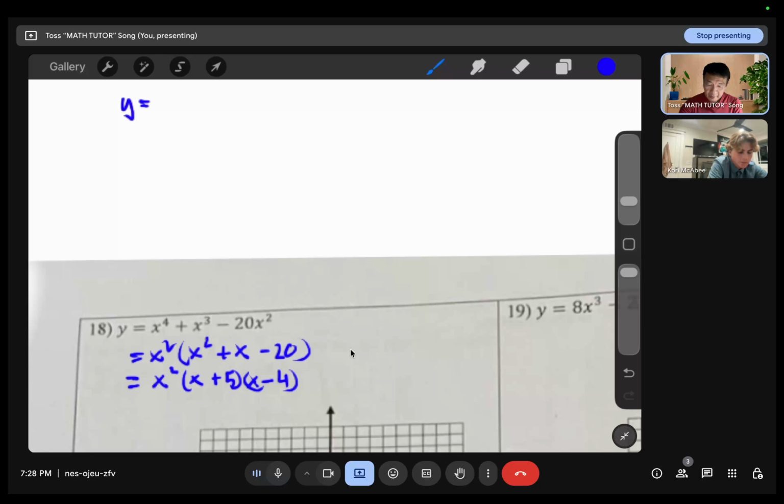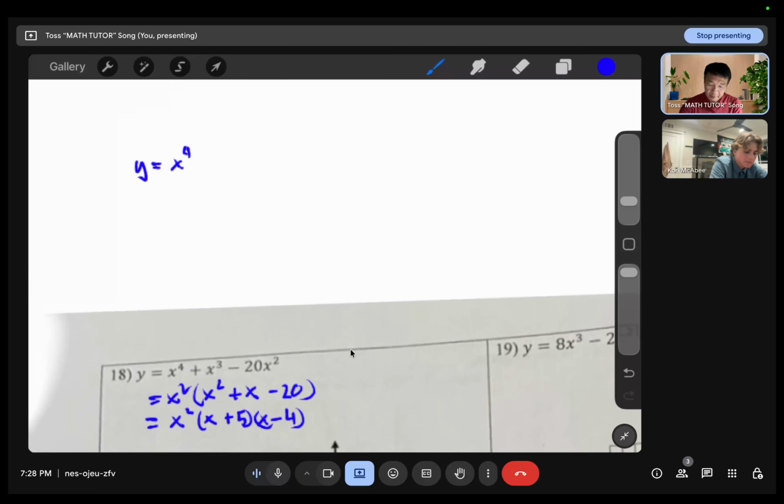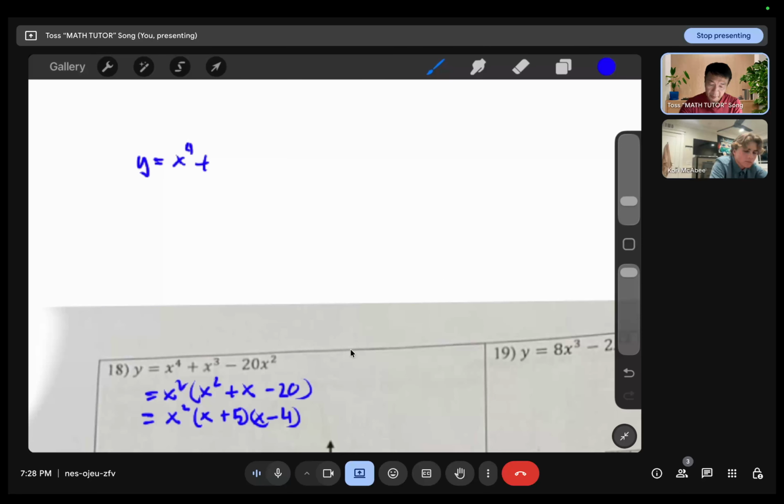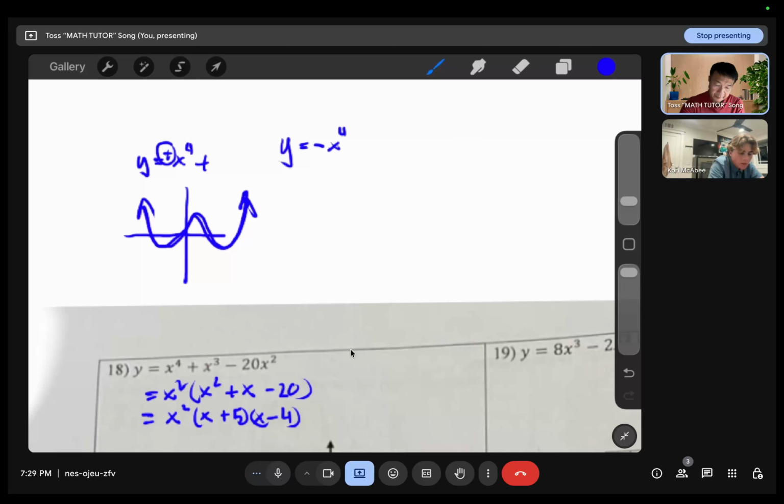Now, let's also look at the rule. If you have y equals x to the fourth power, I think your teacher went through this with you, and it's positive in front here, the graph will look like this. It's like a W shape, but more smoothly. But if you have y equals a negative x to the fourth power plus whatever there, it'll be an M shape.